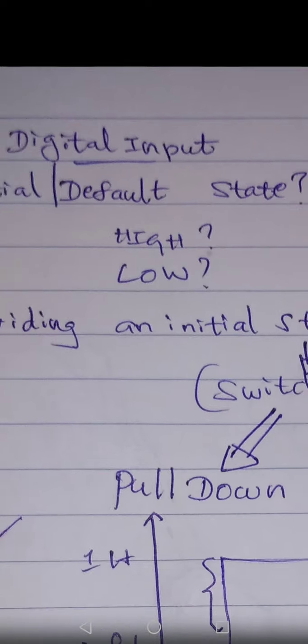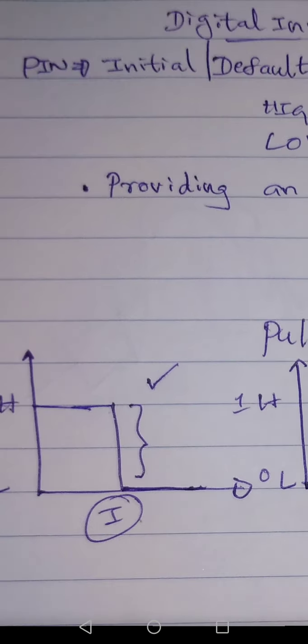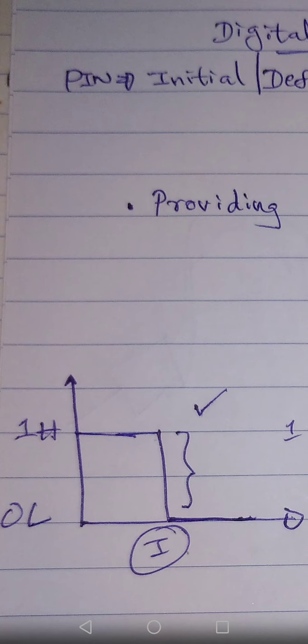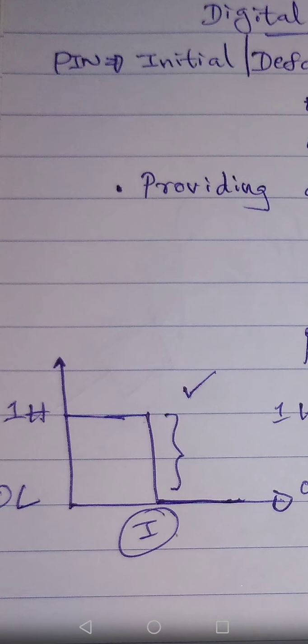So this diagram can explain this. Have a look at this graph. We cannot have an undefined state. Look at scenario number 1. The pin is initially at high state. Now let's say you have connected a source, and a signal is coming from the source, let's say a ground signal.